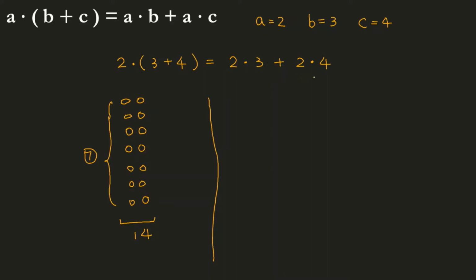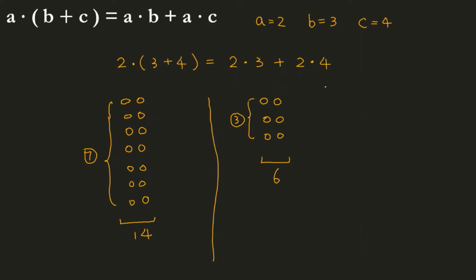Now let's take a look at the right side. 2 times 3 gets evaluated first. So this means that in one group we have 2 elements, and this occurs 3 times. This is our third time. And in here we have 3 groups. So the total bubbles we have for this one is 6.